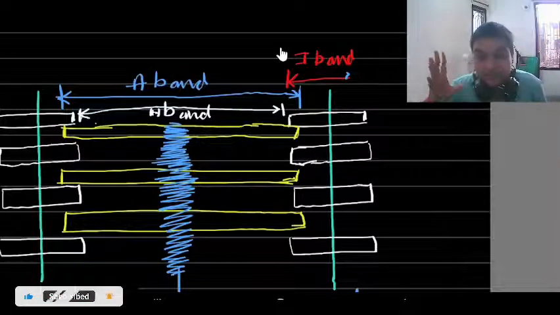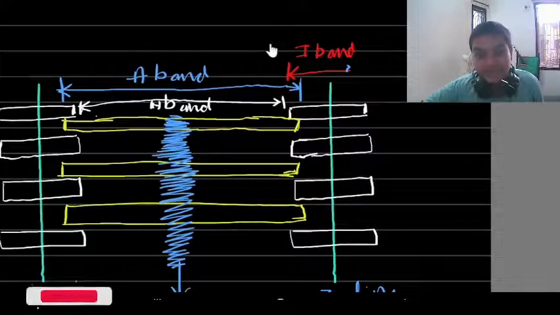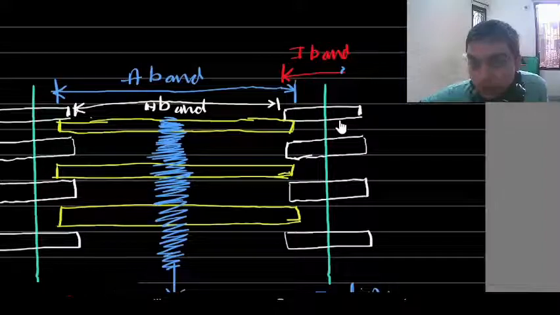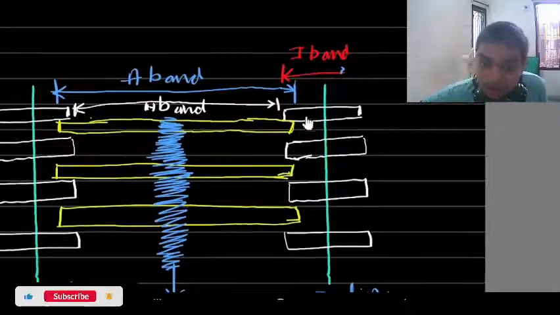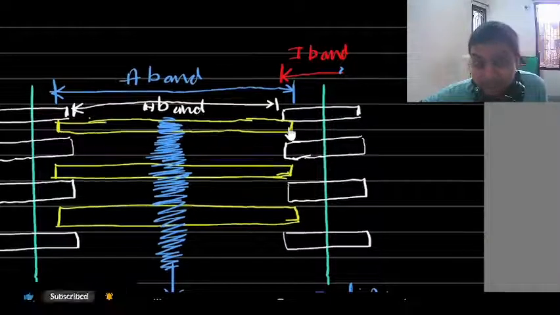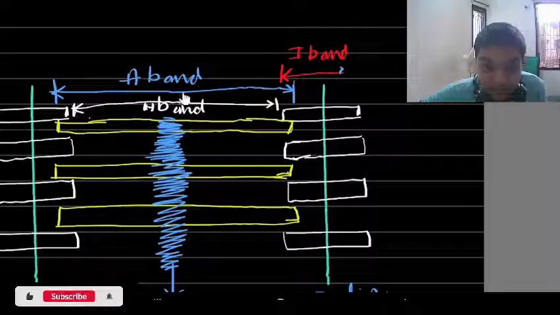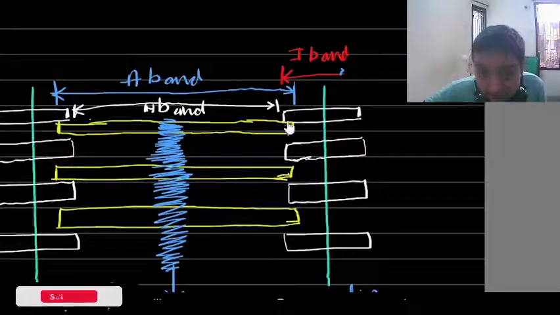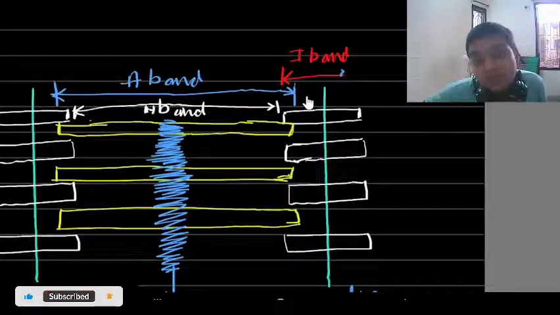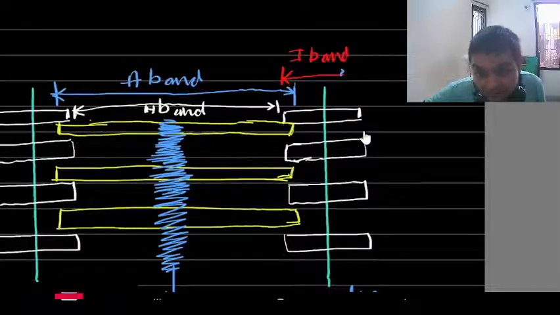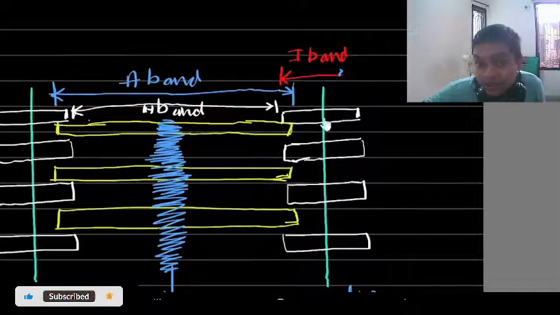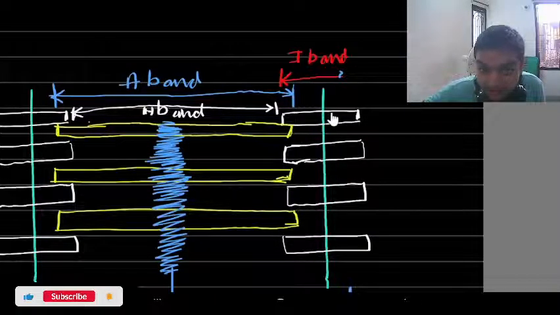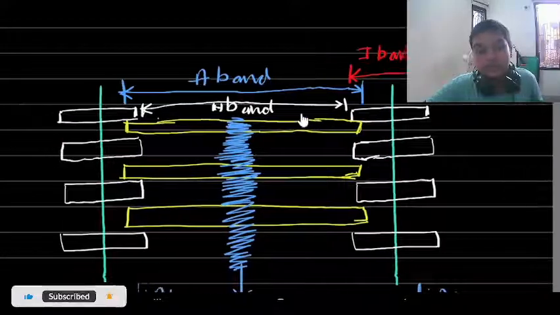Now coming to the I band, the isotropic band or light band. The I band is light. This I band includes the whole length of actin. It also includes some part of myosin, whereas the A band includes some part of actin, but the I band includes some part of myosin. It is the whole length constituting the actin filament. Okay, this is the I band. The whole length of actin is the I band.